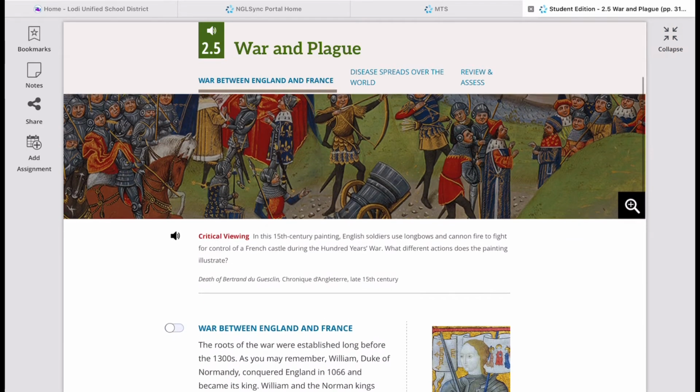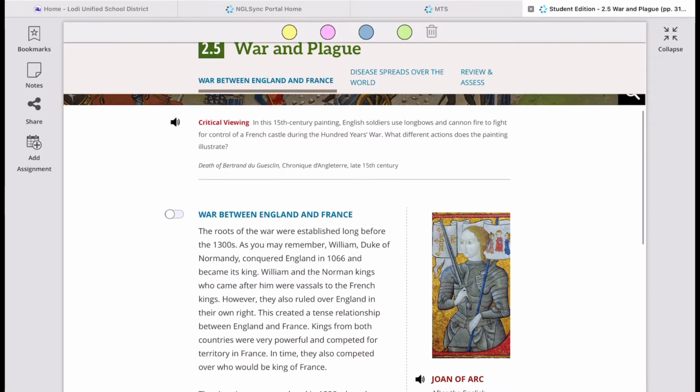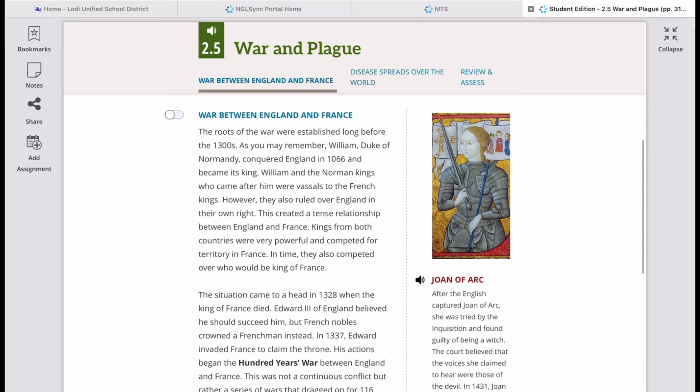Long story short, William, Duke of Normandy, which is part of France, conquered England in 1066 and became its king. And a lot of the kings who followed after him became vassals to the French kings. However, they also ruled over England in their own right. This created a tense relationship between England and France. So kings from both countries were very powerful and competed for territory in France. In time, they also competed over who would be king of France.